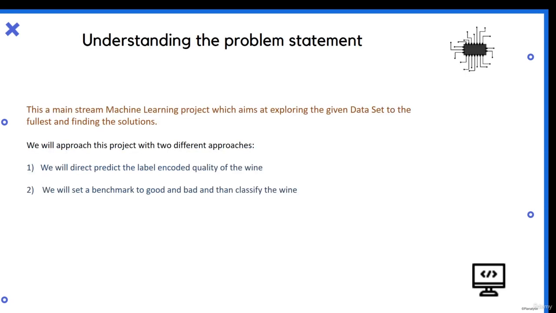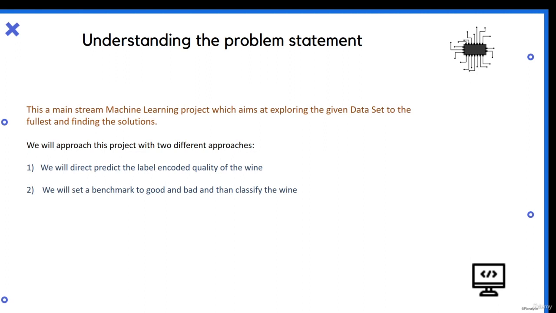Now the problem statement is that we have a data set which has certain parameters. Basically we have our independent variables, then we have a dependent variable called quality. So on the basis of that, we'll be trying to predict the quality of the wine. If this is the content of the wine, I can tell you whether it will be a good or bad wine. If you are not a wine taster, you can obviously tell it with these criteria.